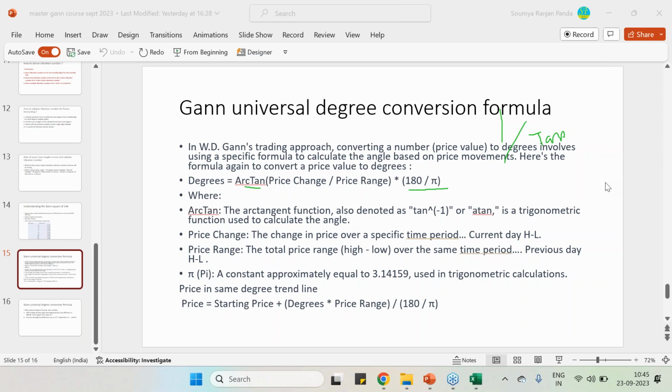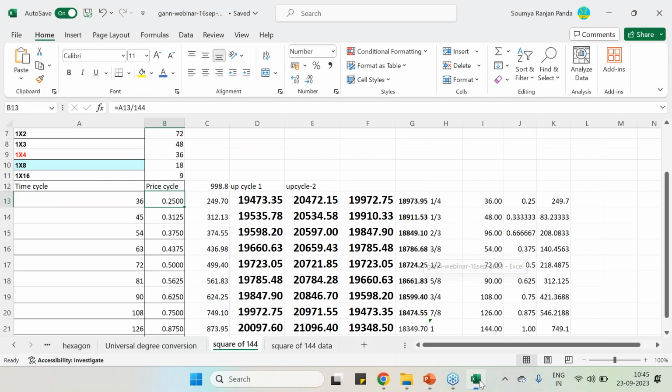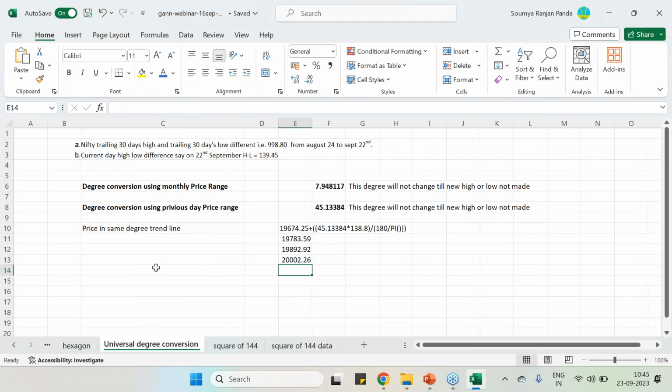Universal degree means that is nothing to do with the square of 9, nothing to do with the square of hexagon, nothing. Price itself having a degree, that degree you will get. This also goes with the 4-dimensional figure. So how to calculate universal degree? So first one is a wrong one, second one is a right one.